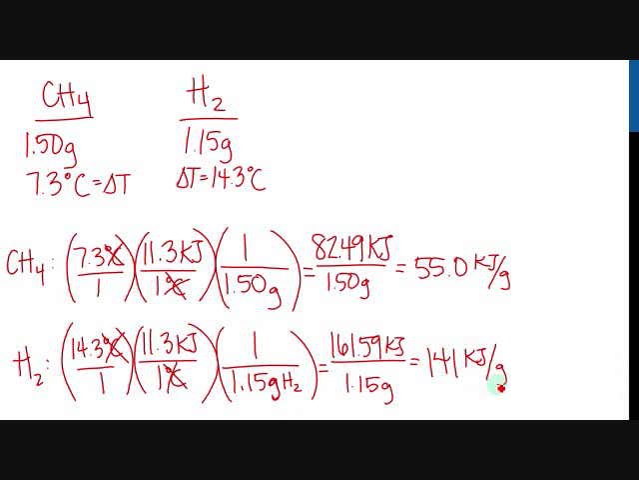Okay, so let's compare these. Now that we got them, let's compare them. Well, obviously the hydrogen gas is bigger than the methane gas, so that means that we have more heat or more energy released from the combustion of the hydrogen gas. If you divide them, if you take 141 divided by 55, it's about 2.5 times bigger. So that means that the hydrogen gas has about 2.5 times more energy released.